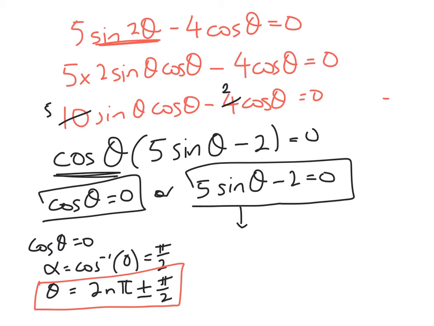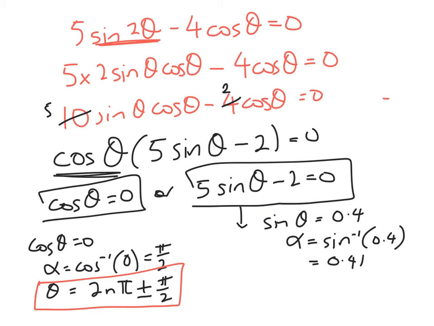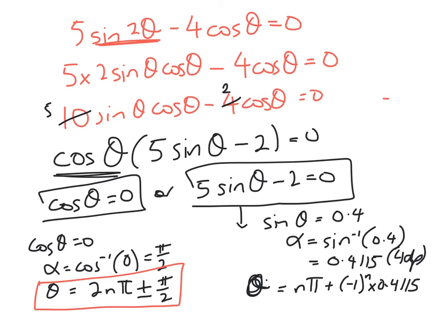There we go. Second solution, nice easy one again. So sine theta equals 2/5, or 0.4. So alpha is sine inverse of 0.4. That gives me 0.4115 to 4 dp, leaving me with theta equals n pi plus my switching function, (-1) to the power of n, times 0.4115. Okay, so that's all.